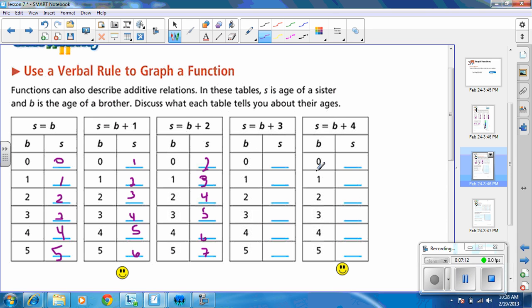Okay, so notice each of those are increments of 2. If they were 3 years older, they would always be that 3, 4, 5, 6, 7, oops, sorry about that messy 7, and 8. Okay, 4 years older, 4, 5, 6, 7, 8, and 9.